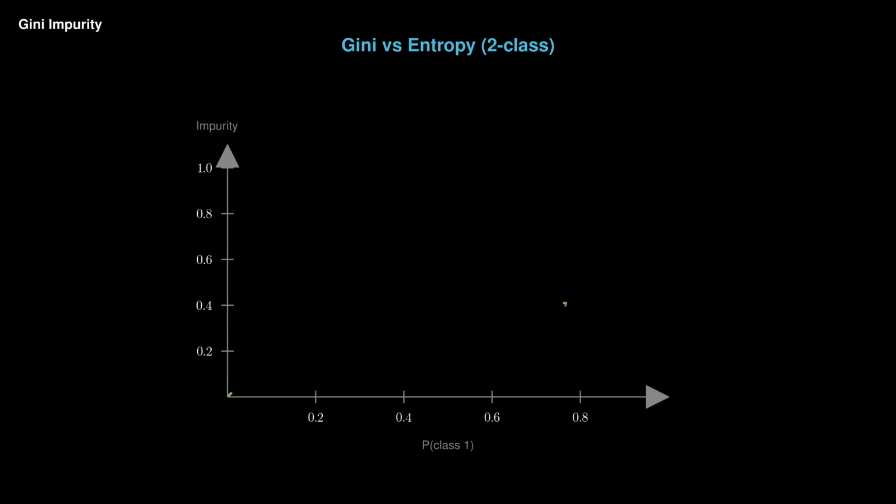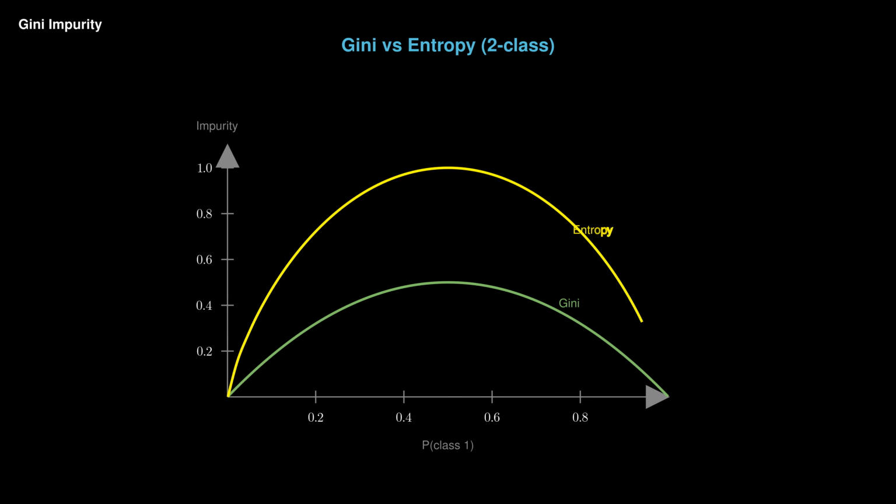Let's visualize this for a two-class problem. As the probability of class 1 goes from 0 to 1, both Gini and entropy start at 0, rise to a peak and fall back to 0. Entropy peaks at 1 bit, Gini peaks at 0.5. Different scales, but the same shape. Both agree on what's pure and what's mixed. That's why they usually pick the same splits.